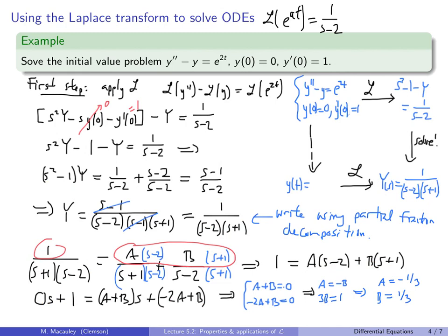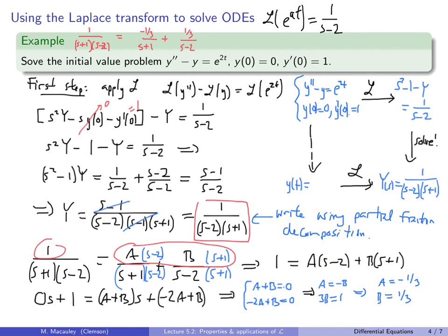So what have we done? We have written this fraction into a sum of two fractions. Let me do this at the very top. So we have written 1 over s plus 1 times s minus a, sorry, not s minus 1, s minus 2, as negative 1/3 over s plus 1 plus positive 1/3 over s minus 2.